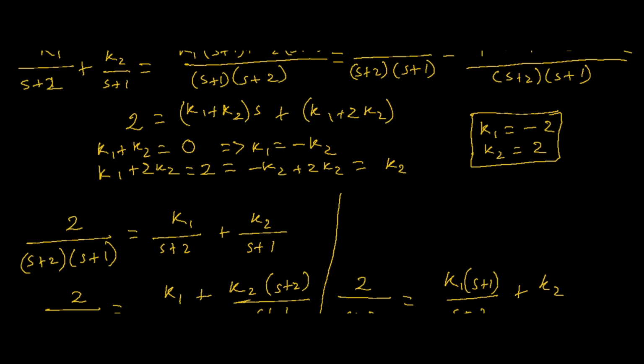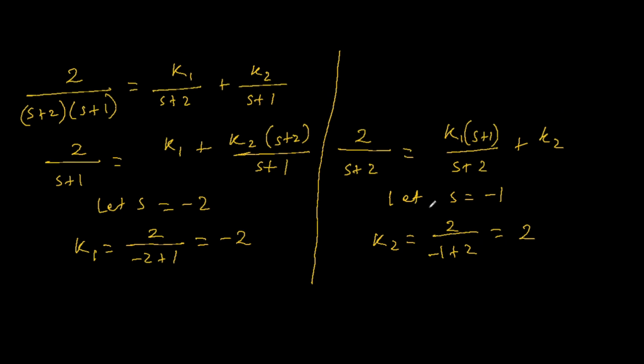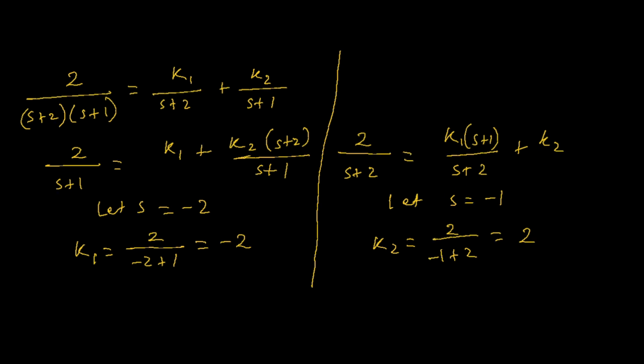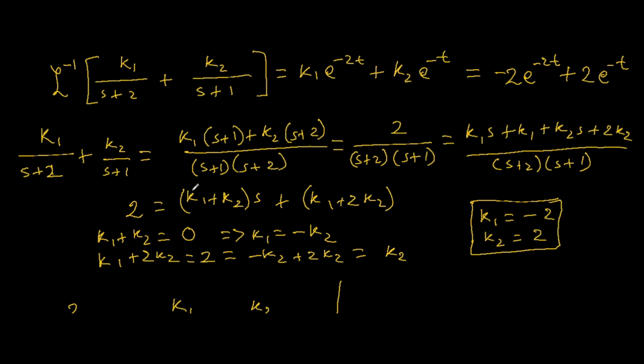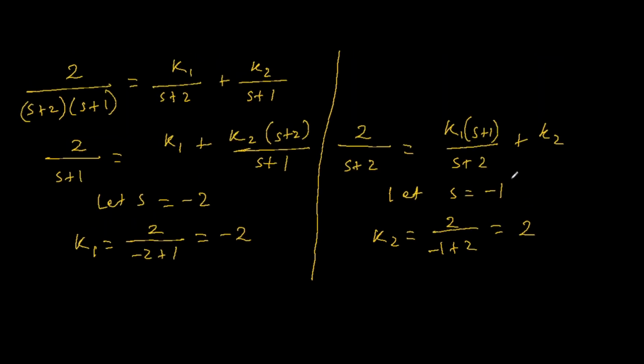Now this method tends to be a lot faster because if you had, for instance, 10 roots, 10 different terms here, it's a whole lot easier to just slot in the roots one at a time than having to run through this entire expansion and equate the numerators. It's not very easy to expand out if you had 5 terms, or 10 terms. However, it will be a whole lot easier to use this method. So this is the better method for finding your k1 and your k2 terms.